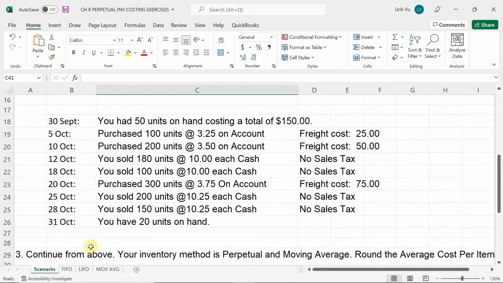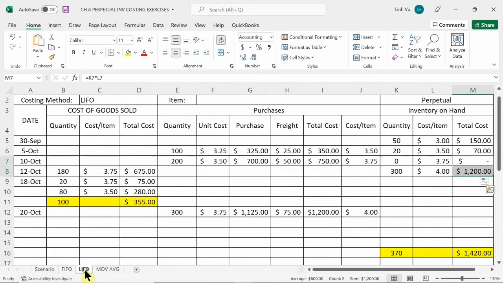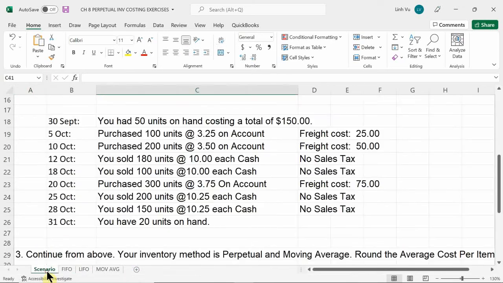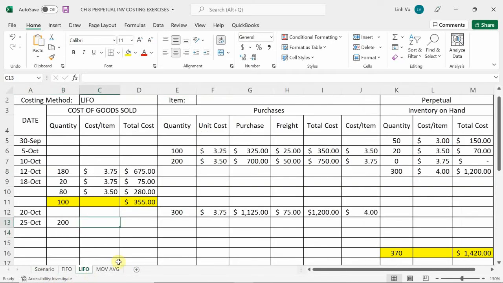October 25th rolls around and we sold 200 units. So in this case, October 25th, we sold 200 units. Which batch of inventory are we going to take out first? Take the 20 first for the 350?